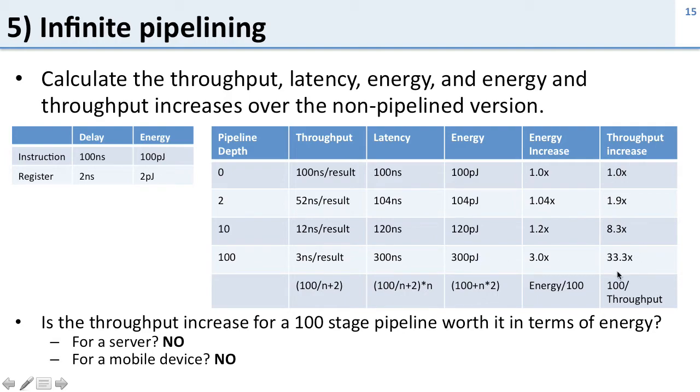So we've had a huge increase in throughput if we can keep our pipeline full, and a big increase in energy. So, is the throughput increase worth it in terms of energy for a server device or mobile device? Well, for a mobile device, definitely not. You can't afford 3 times as much energy. Even for a server, you can't afford 3 times as much energy. So even though we could run our throughput 33 times faster if we did all this pipelining, the energy increase is going to make that very unlikely that we'll decide to do that.